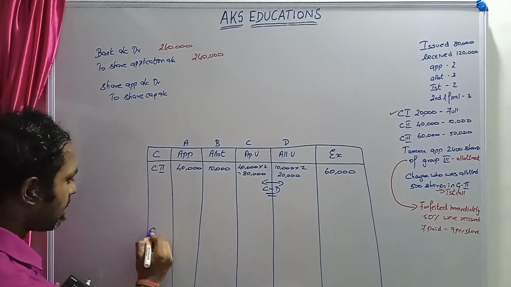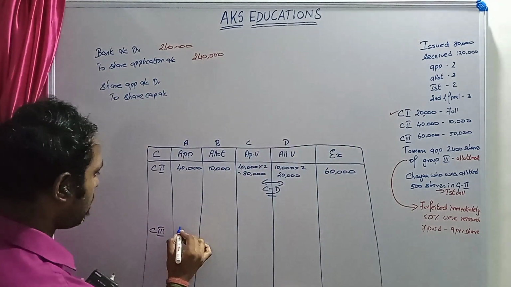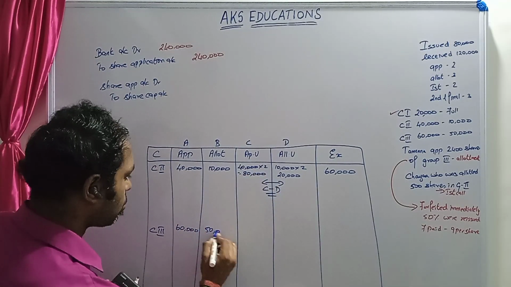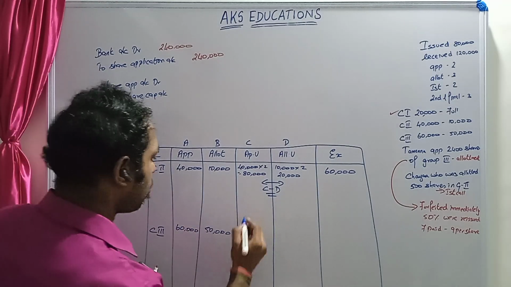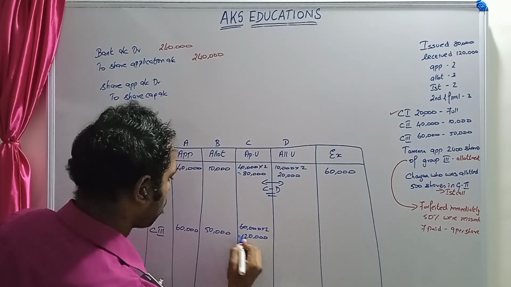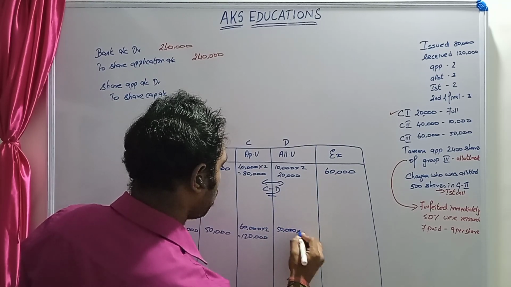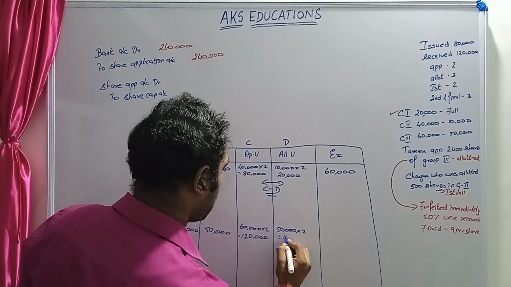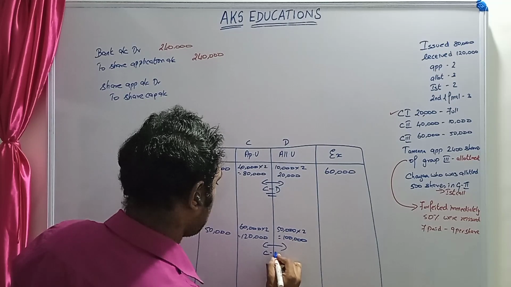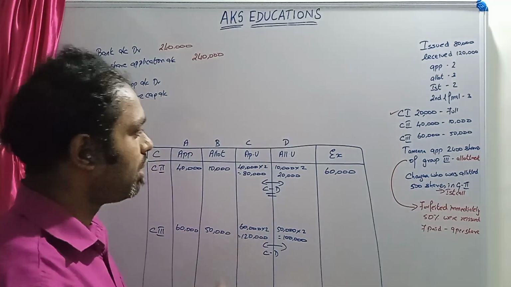Alright, so next we go to category 3. Category 3 is 60,000 applied and 50,000 allotted. So 60,000 into 2 is 1,20,000. Next, allotted is 50,000 into 2, so that gives you 1 lakh. The same way, C minus D. If there are any clarifications, at the end we will do them.